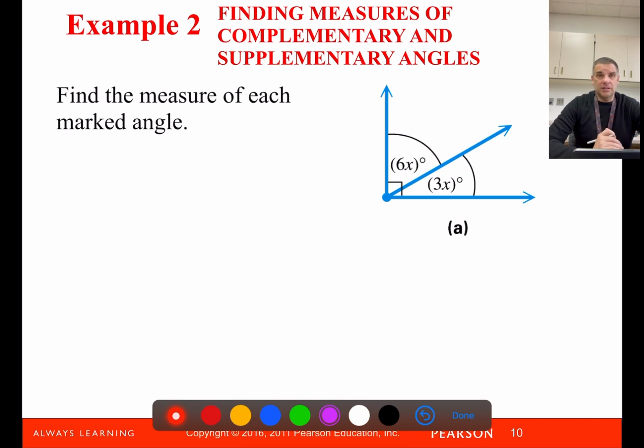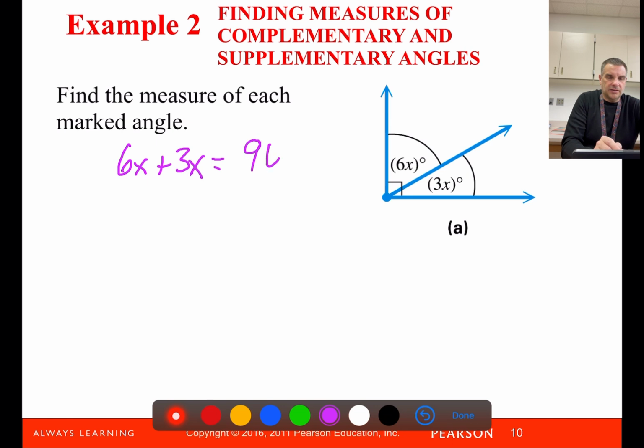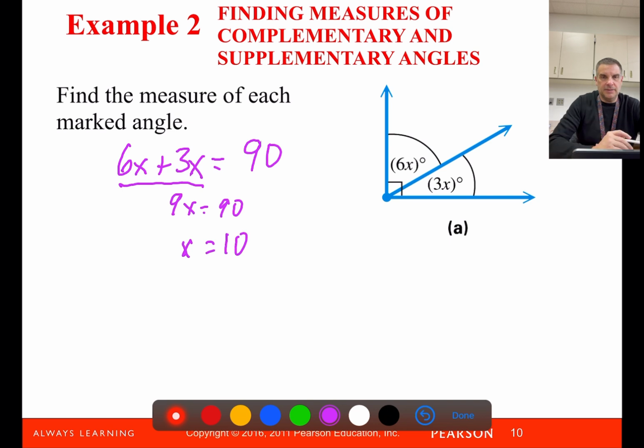Now let's do something a little different: find the measure of the complementary angles, and in this case it's asking us to find the measure of each angle. We've got two angles that form a right angle, so those two angles have to add up to 90 degrees. It's that angle addition postulate. So you get 9x equals 90, and x equals 10.